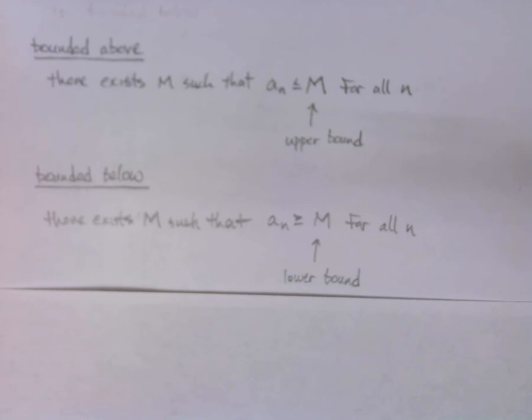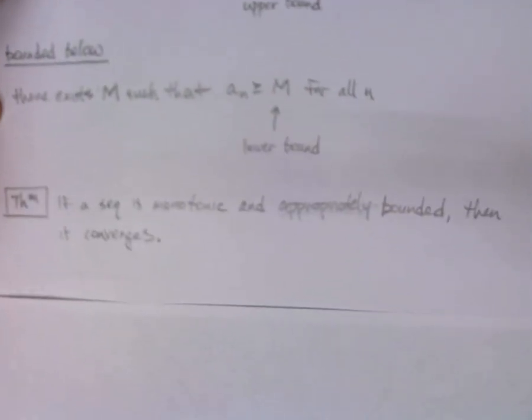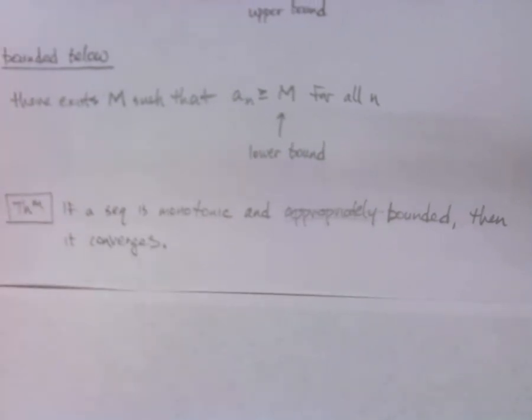And then these two ideas of monotonic and bounded can come together. We're going to finish off the section with this theorem. If a sequence is monotonic and appropriately bounded, then it converges. So appropriately meaning if you are monotonically increasing, maybe you're always going up, and you've got an upper bound, then you must converge. And you likely converge to that upper bound.